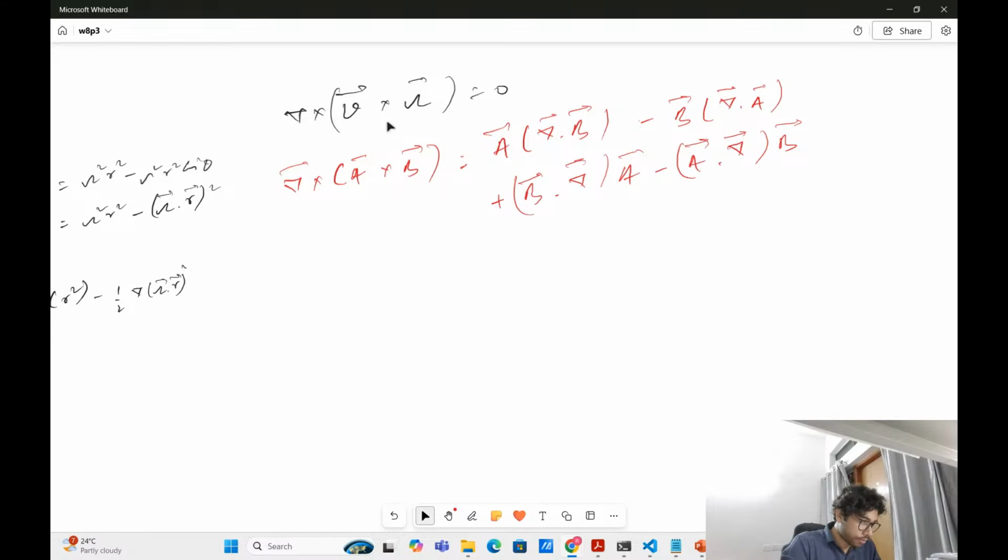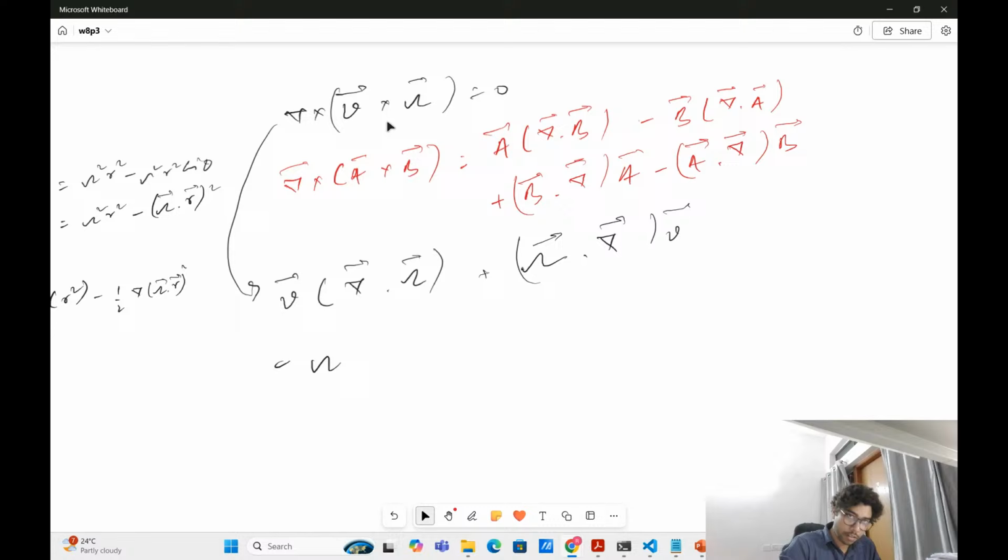So this will turn out to be omega (del dot omega) plus (omega dot del) V minus omega (del dot V) minus (V dot del) omega. Okay, so this is what it becomes.